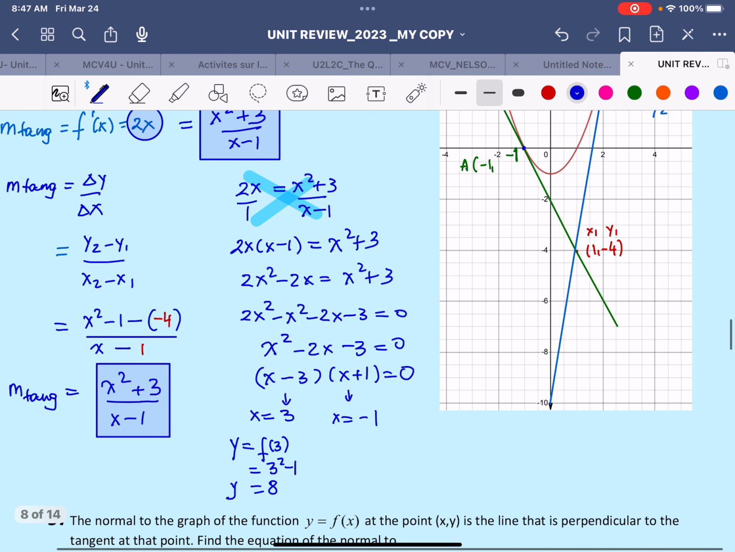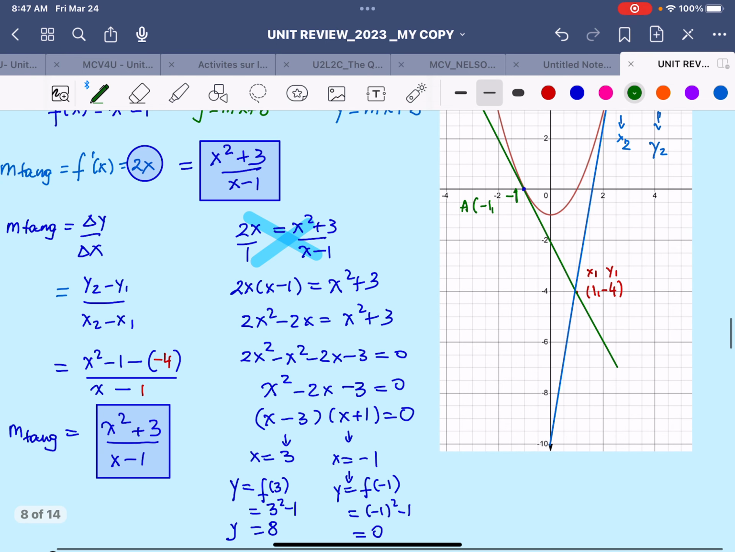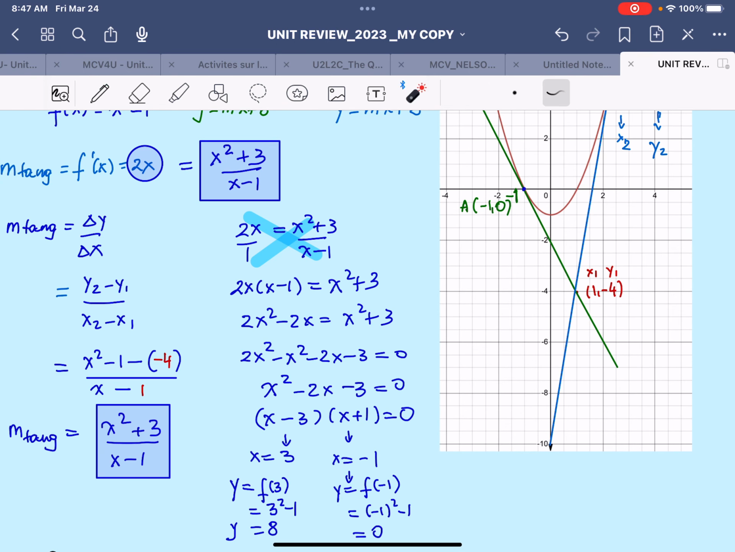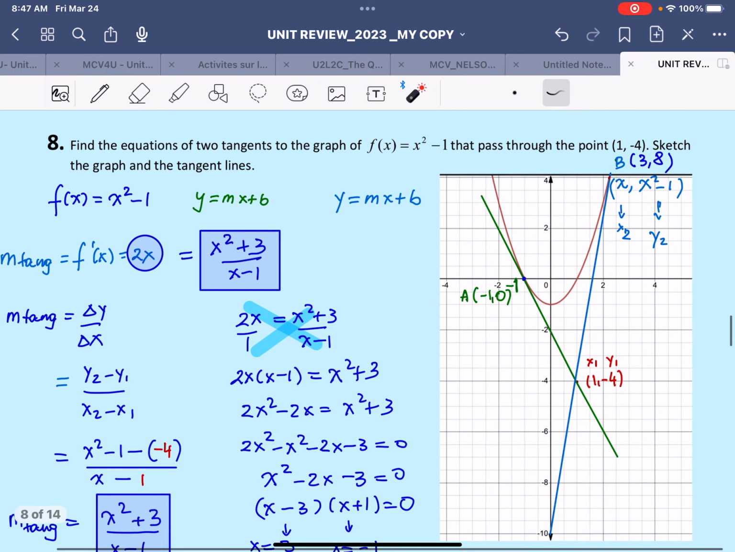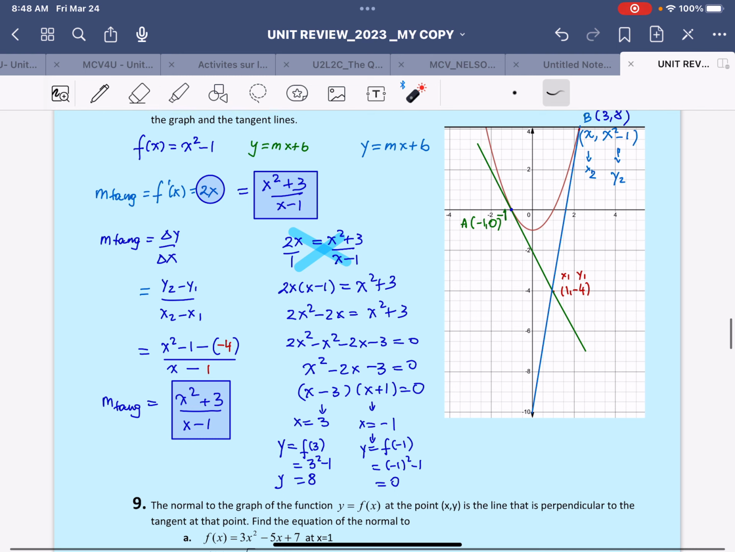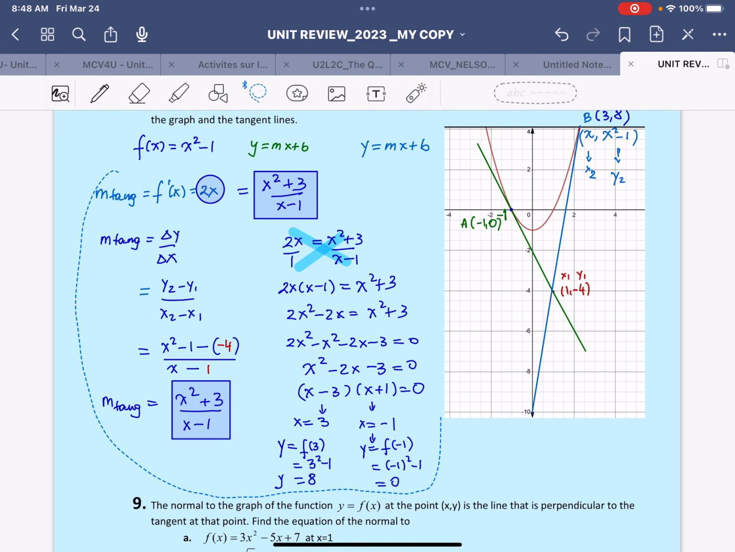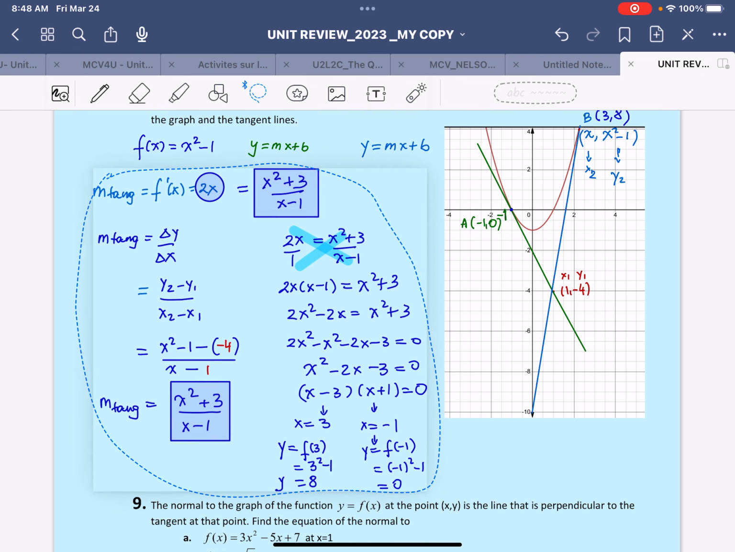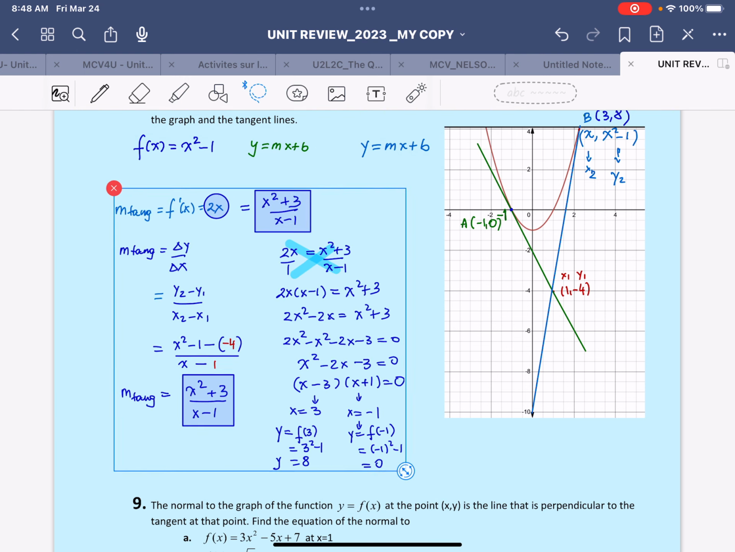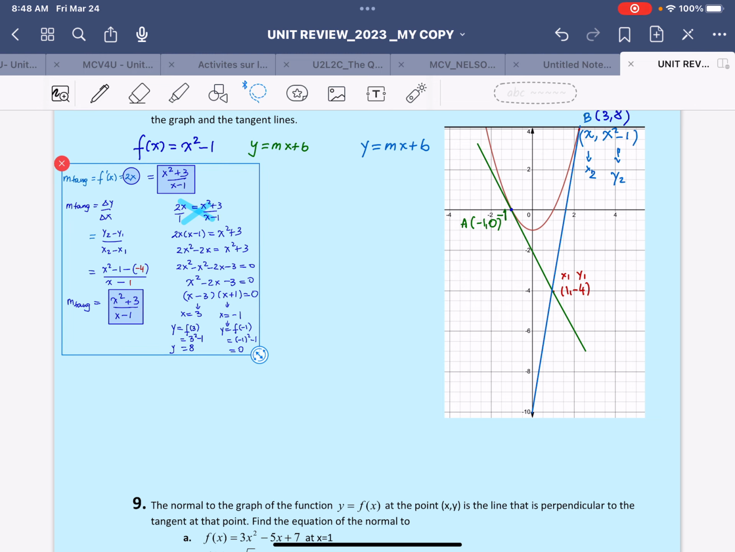And the other point of tangency would be at x equals negative 1, y equals, let's see, negative 1 squared minus 1 would be 0. So negative 1 and 0. So now that we know the coordinates at the points of tangency, then we can find the equations of each tangent. So what I'm going to try to do in here is try to minimize this because it seems that we ran out of space. So let's quickly do this. And here we are.